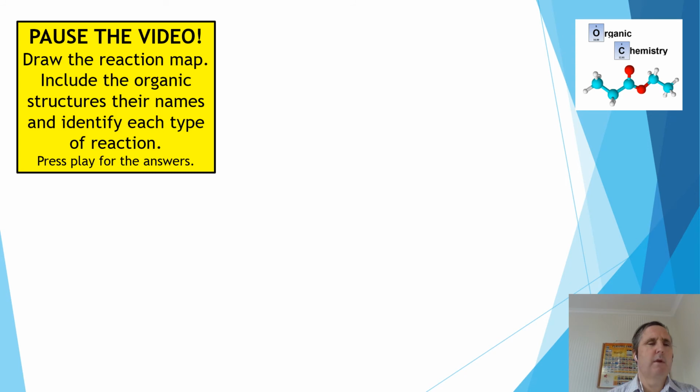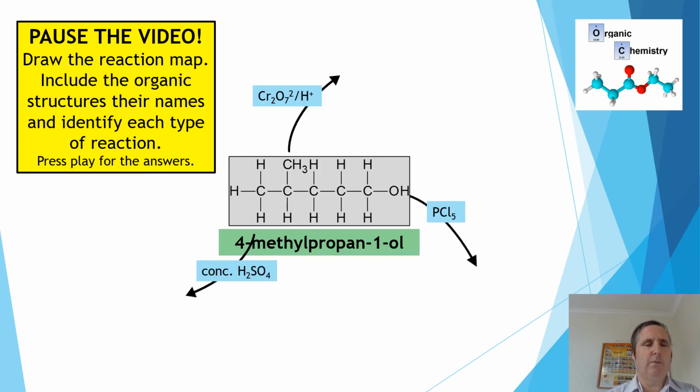Okay. So stop the video now. Get yourself a piece of paper and a pen. What I want you to do is draw the following reaction map. I want you to draw the molecules that come from each of these reactions, draw their names and write down the type of reaction, just as a check to see whether you've actually learnt the work that was in the previous part of the video. So I'm going to start this video again in about 5 seconds.